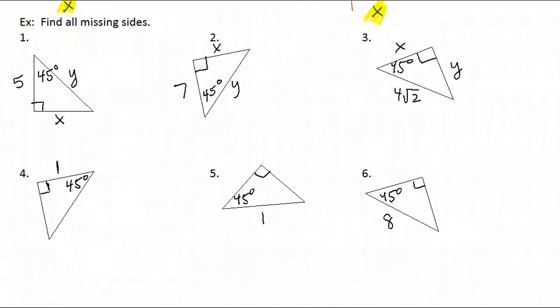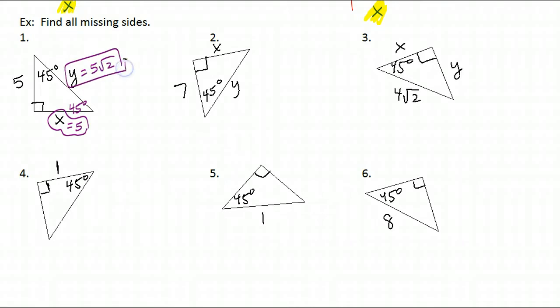Here's what's happening then. If I use a special formula, if I know this is a 45-45-90 triangle, I see that one of the straight legs is 5. That means the other straight leg is 5. And the y side is my leg times square root of 2. So 5 square root of 2. So for number 2, x would be 7. Y would be 7 square root of 2.